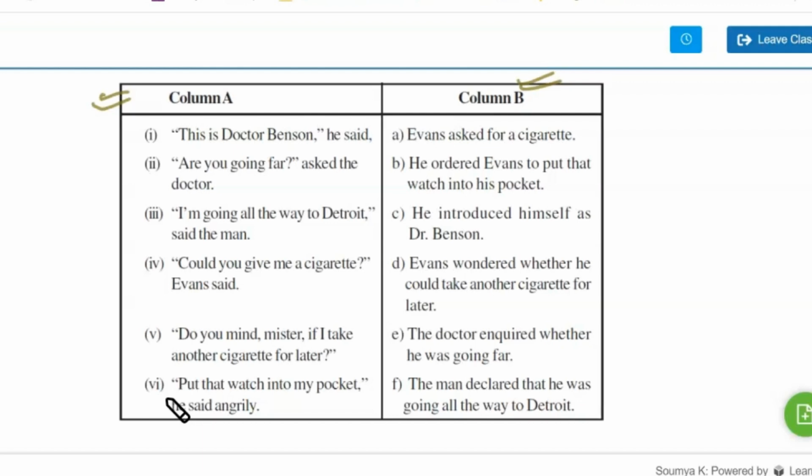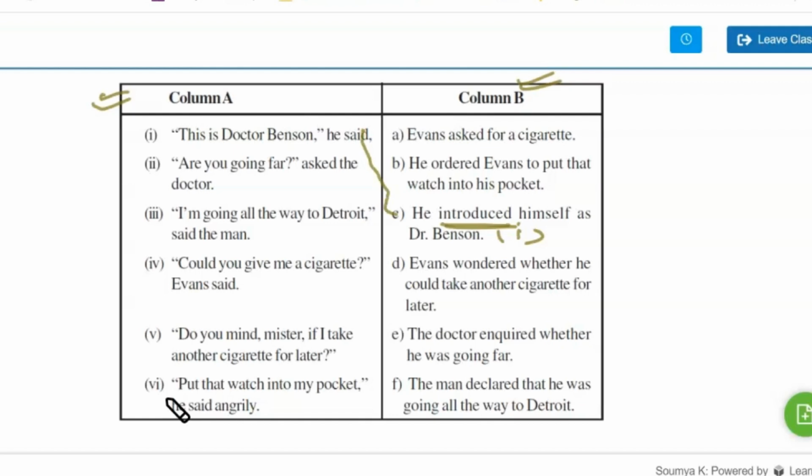Now let's see how it will be in reported speech. Evans asked for a cigarette is not correct. He ordered Evans to put that watch into his pocket is also not correct. He introduced himself as Dr. Benson would be the matching one, because what he said is introducing, the act of saying your name when you meet a person for the first time. So this will match with C.